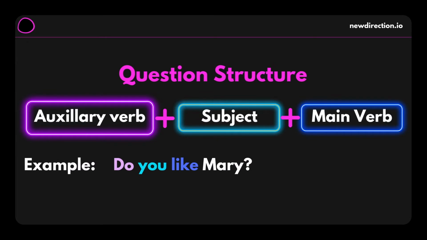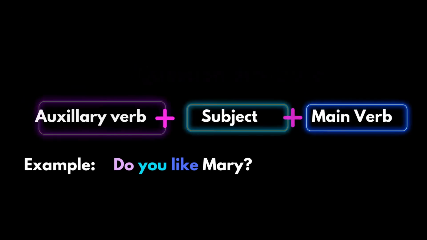How do we form a sentence in questions? We have the auxiliary verb plus the subject and plus the main verb. An example is, do you like Mary? Do is an auxiliary verb, while the subject in this sentence is you. Like is the main verb, and Mary is an additional information. And it ends with a question mark.